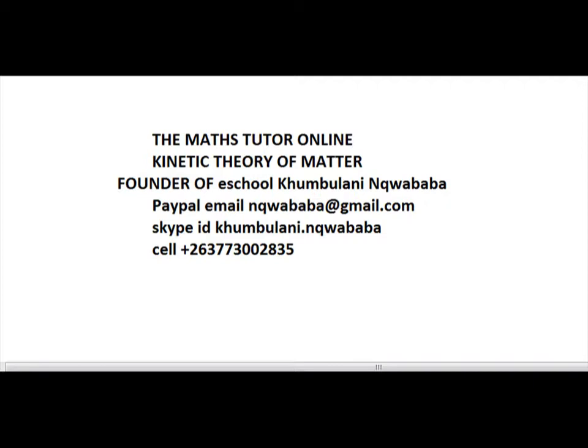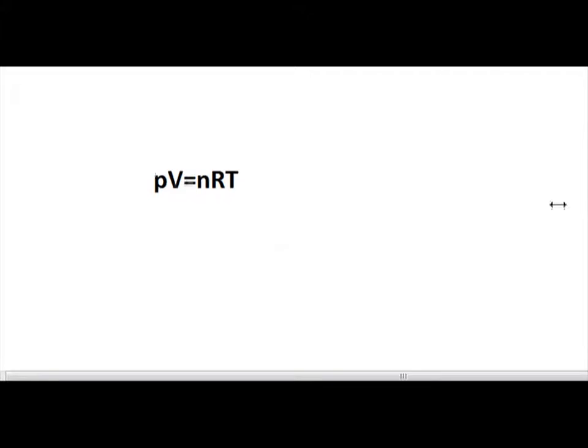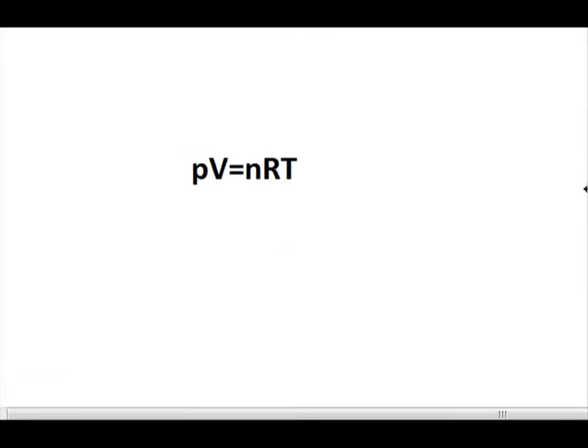Today we're going to be talking about the kinetic theory of matter, just a short discussion, and we'll be focusing mainly on gases. And the ideal gas equation, I don't know if you remember this one from your high school: PV is equal to nRT. P is the pressure, V is the volume, n is the number of moles, R is the ideal gas constant, and T is the temperature.